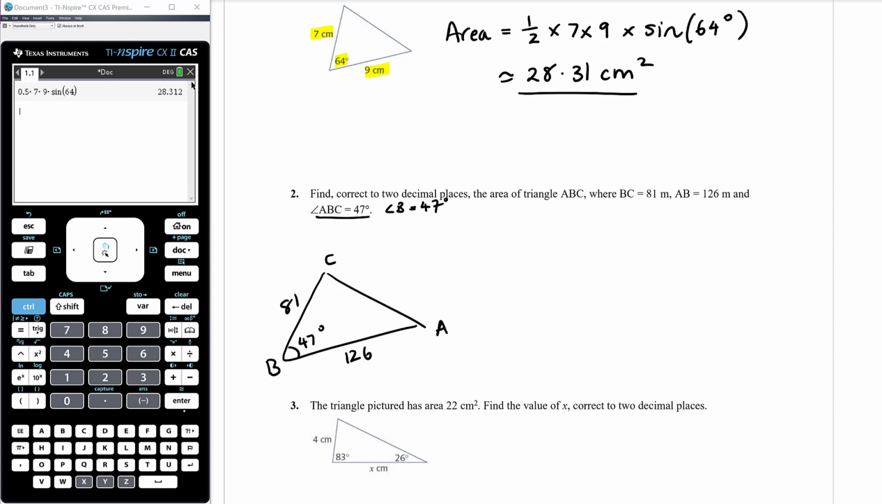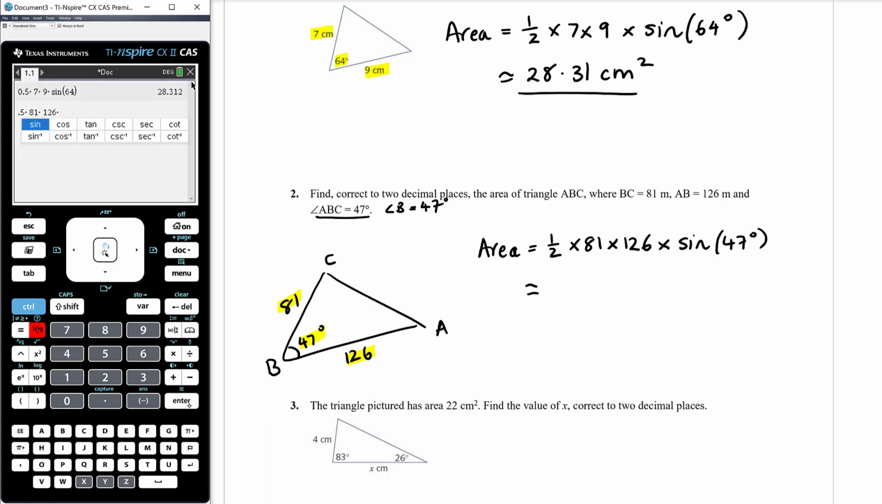So the key thing is that I've got the information that I need. I've got an angle with two side lengths, where the angle is included between those two side lengths. So I can use my formula for area. Area is half. We multiply those two side lengths together and then multiply by sine of the included angle. So half times 81 times 126 times sine of 47.